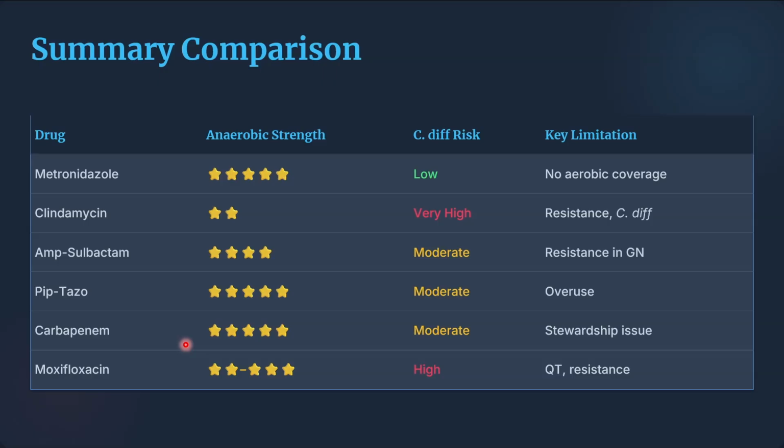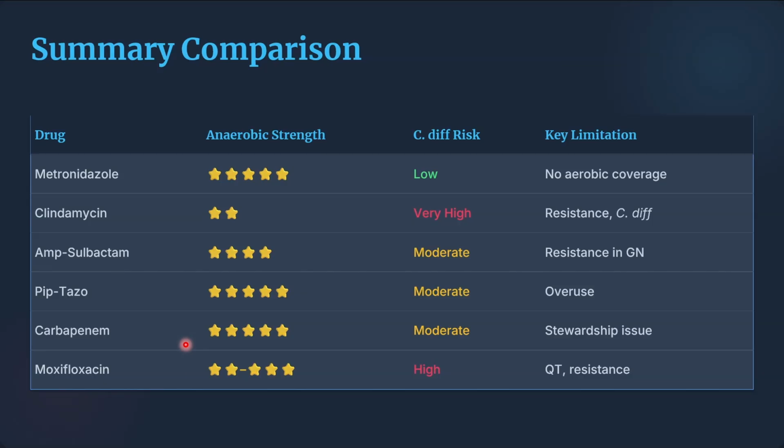Summary: metronidazole has very good anaerobic strength, and you can give it almost 5 stars, with a very low risk of Clostridium difficile. It has no aerobic coverage, which is the main limitation. Clindamycin is comparatively a lesser-strength anaerobic agent with a very high risk of Clostridium difficile, hence not preferred. Ampicillin-sulbactam can be used, with a moderate risk of Clostridium difficile infection and resistance in gram-negative organisms. Piperacillin-tazobactam, don't overuse it. It has a moderate risk of Clostridium difficile infection with good coverage for anaerobes.